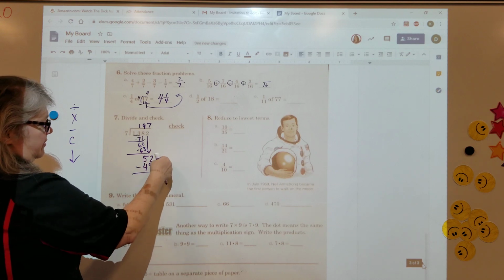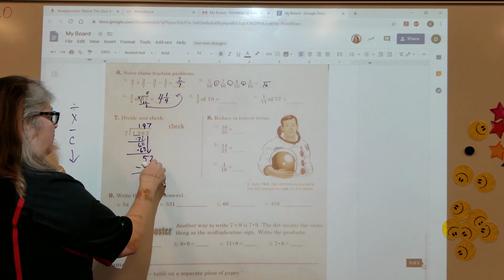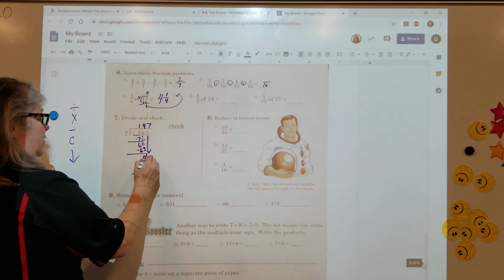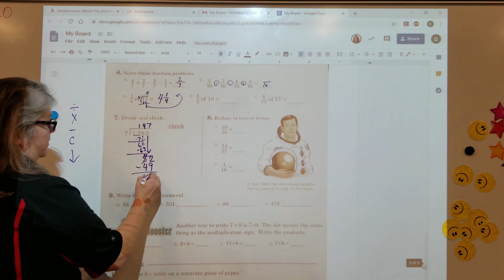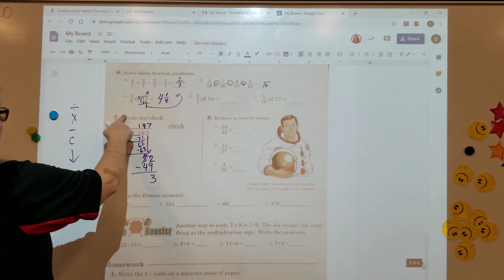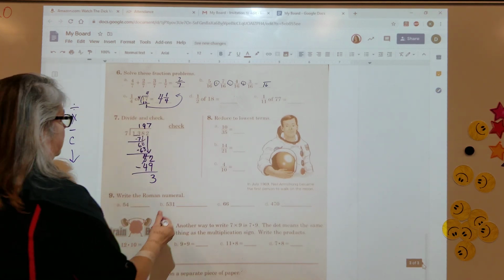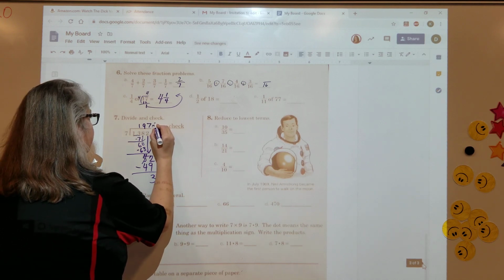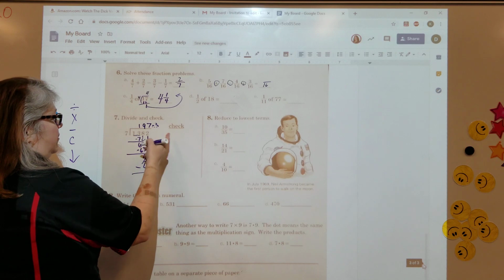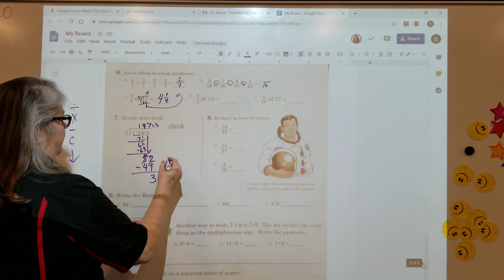Sometimes we see 2 digits and we want to just write the difference. But I have 7. I can't take away 9. So I'm going to borrow, make that 12. 12 minus 9 is 3. Now, this one doesn't say write the remainder as a fraction, so you're just going to go ahead and write remainder 3, because you're going to check it and add that back. Only write it as a fraction if it asks you to.